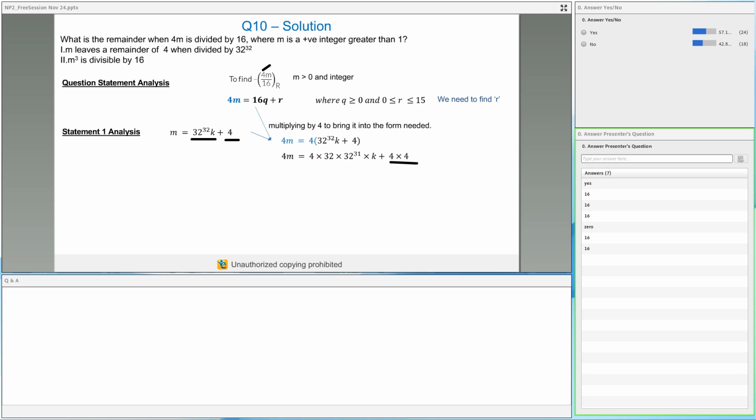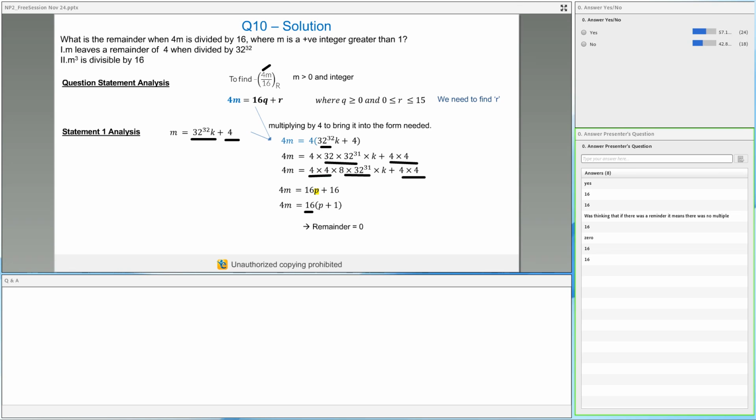Now this 32 to the power 32 can be written as 32 into 32 to the power 31. I can break it down. The reason I'm doing this is because I can take 16 common, because this is 16 into something and this is already 16. So 4m is nothing but 16p plus 16. This is nothing but 16 into p plus 1, which means 4m is a multiple of 16. If 4m is a multiple of 16, then in that case the remainder will be 0, and hence statement 1 is sufficient.